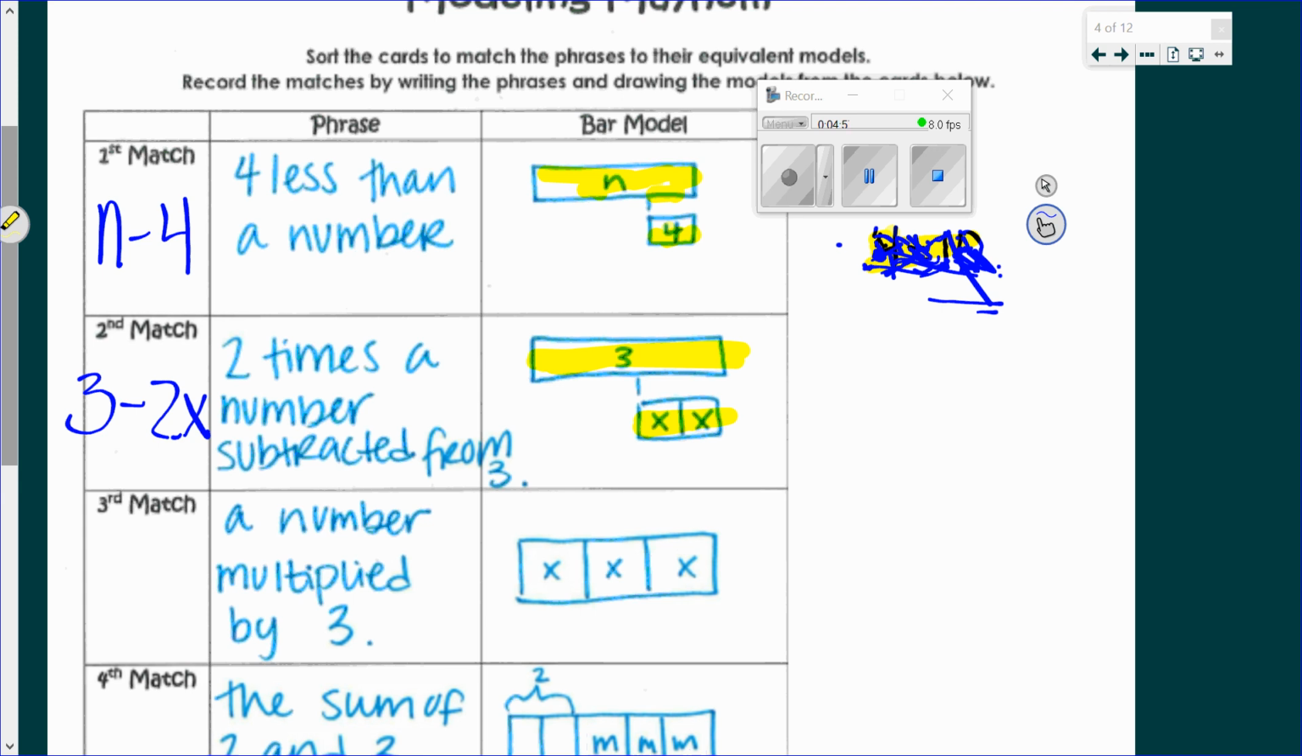The third match, a number multiplied by 3. So in your third match, the whole is made up of a combination of 3 x's. Now you could argue that this is x plus x plus x. But again, let's bring it back to, that is equivalent, that simplifies down to 3x. All right, so my next expression is 3x.